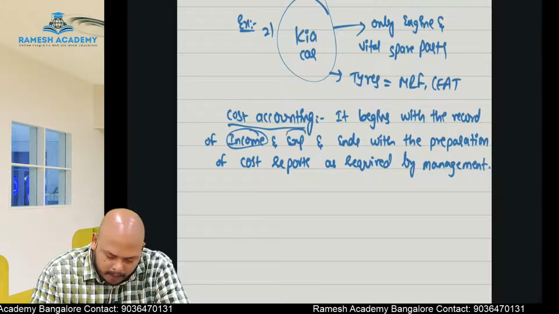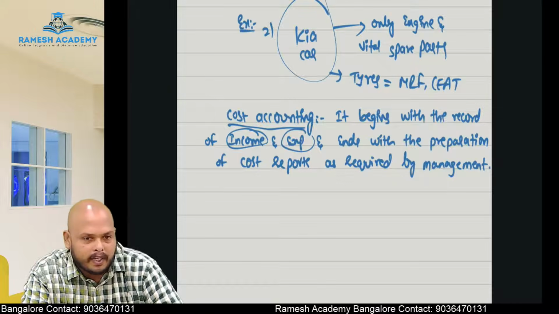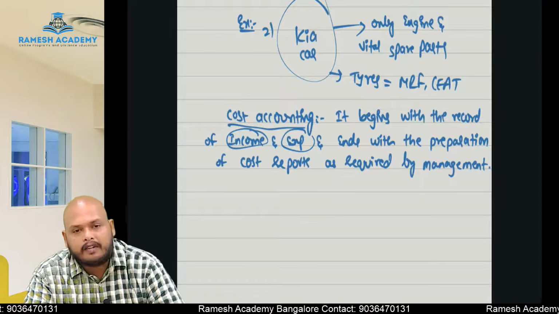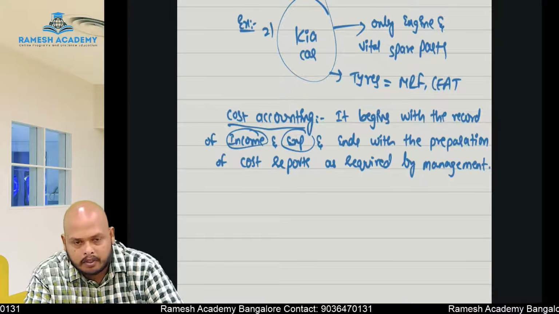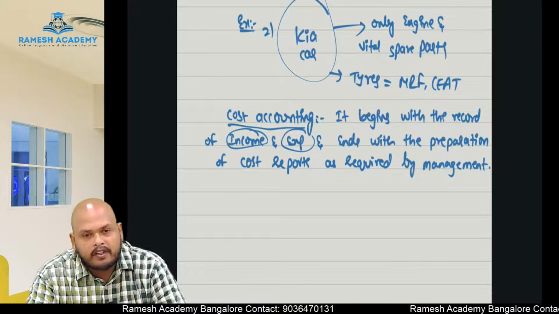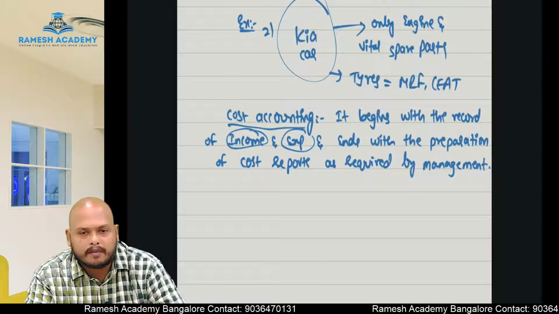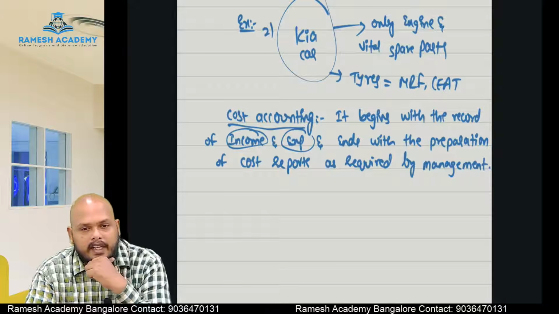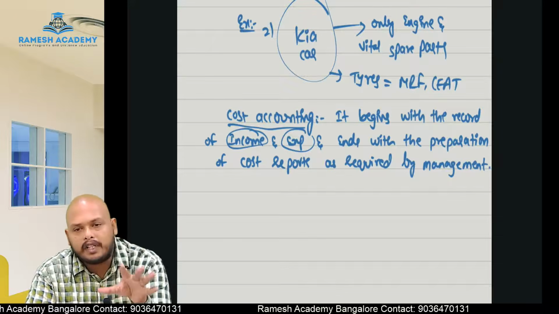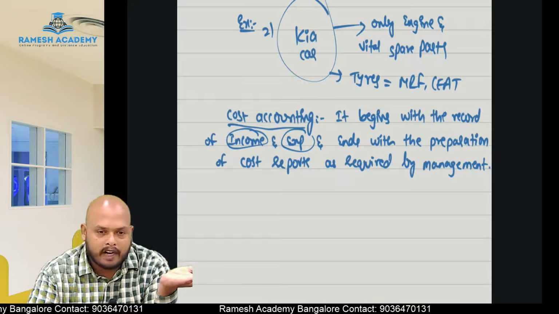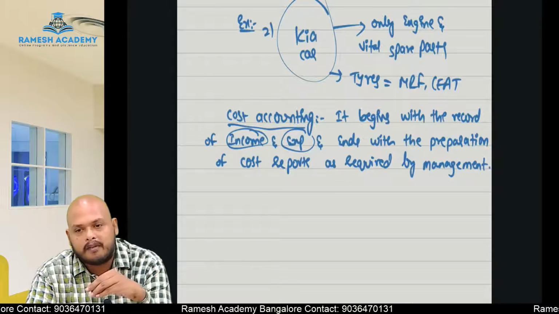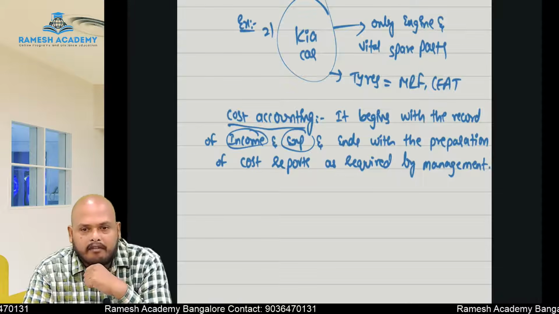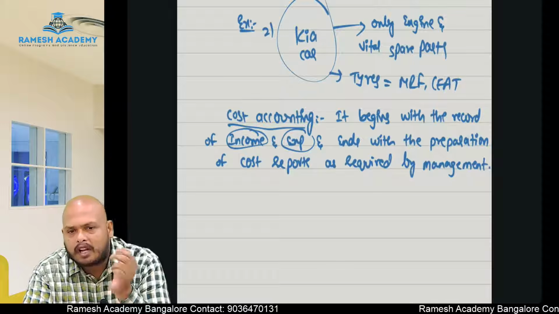Then what do you mean by expenditure, sir? Any amount which we are incurring, either for converting raw material into finished goods or for procurement of raw material. Once the finished goods are ready, advertisement, all these things will come under expenditure. So in cost accounting, we will record both income as well as expenditure. In financial accounting, we end with the preparation of final accounts. Here also the same, we will end with the cost reports as and when required by the management. So what is "as and when required"?